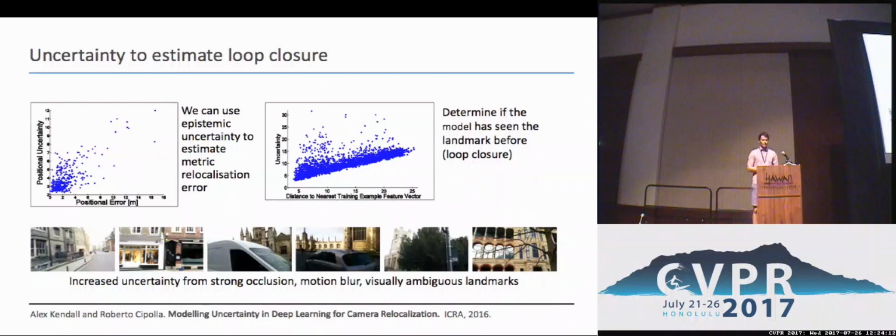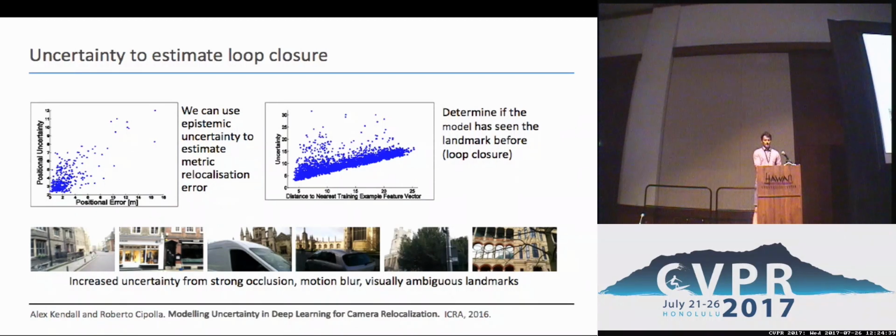The next one I'd like to talk about is modeling uncertainty. So this is a paper which is able to use a Bayesian neural network to understand the uncertainty in relocalization. And one of the nice things is you can show that this uncertainty is a really good estimate for the metric localization error. And then secondly, it can also show if the model is familiar with an image it's shown. So this is known as the loop closure problem. Have I been to a place, have I seen this place before, or is this a new place?